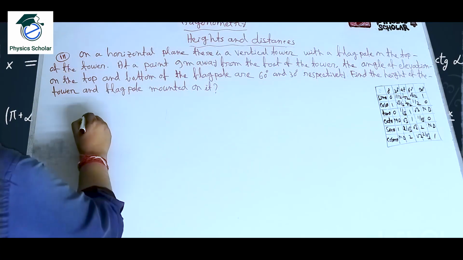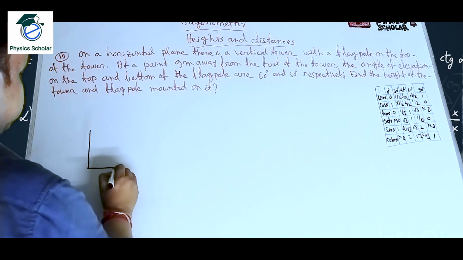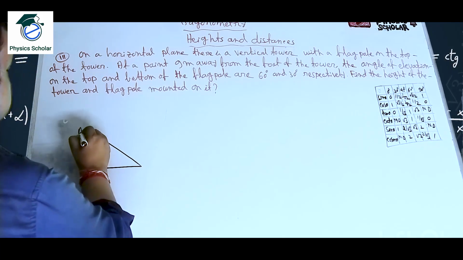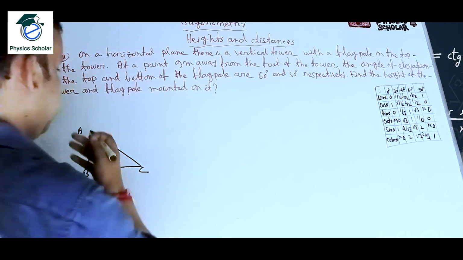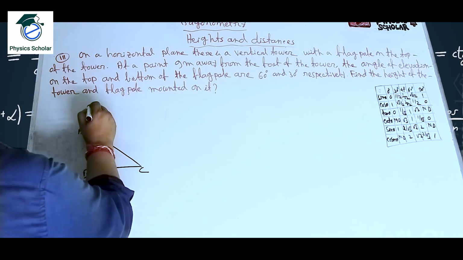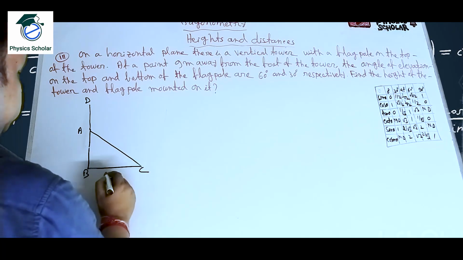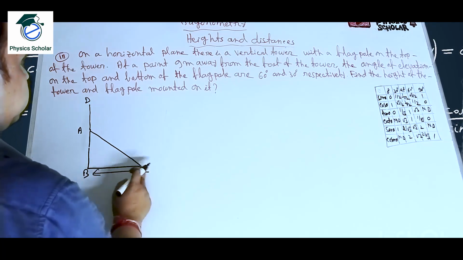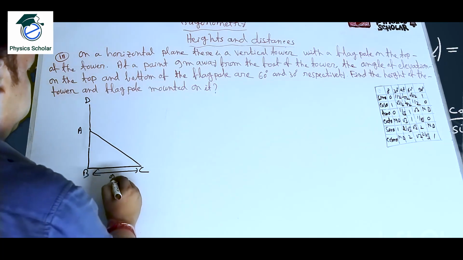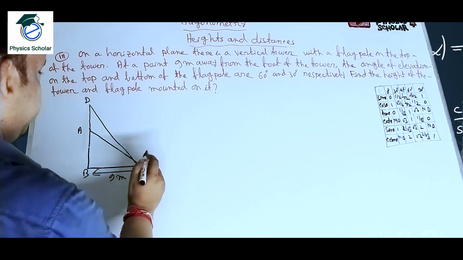So now let us draw. So this is the tower, A, B, C, clear. And this is D, the flagpole, clear. So the angle of elevation. So this distance, from the foot of the tower to the point, is 9 meter. It is 9 meter.